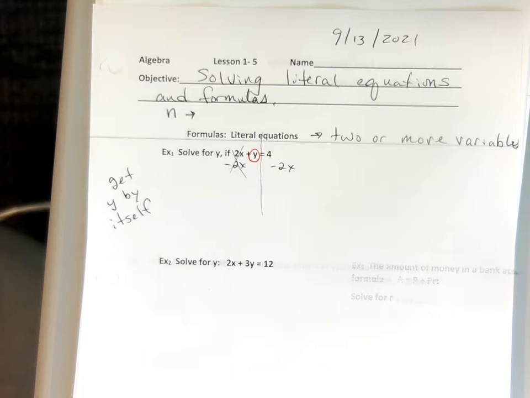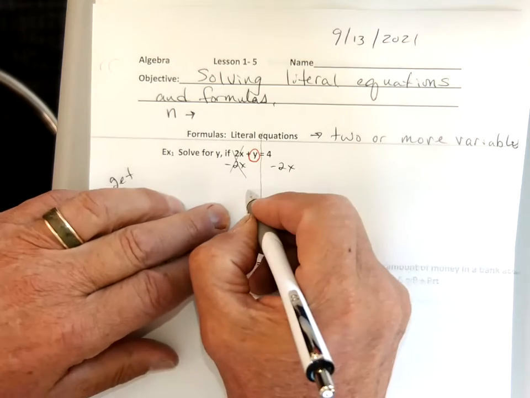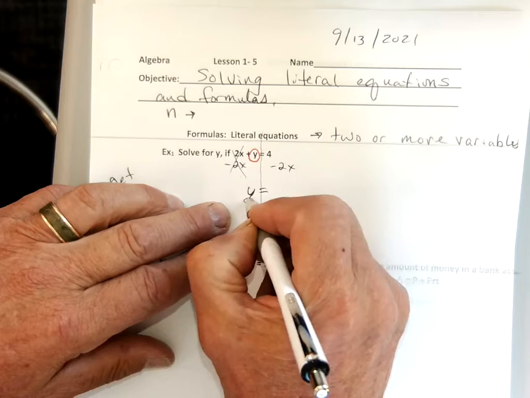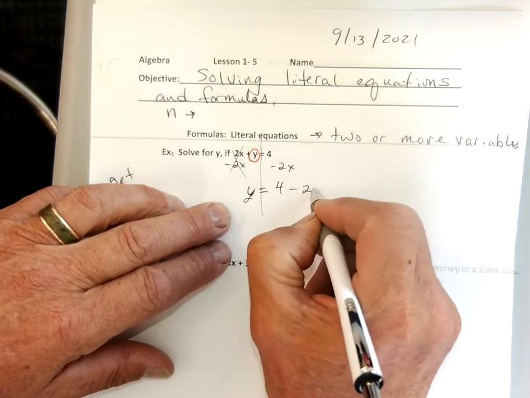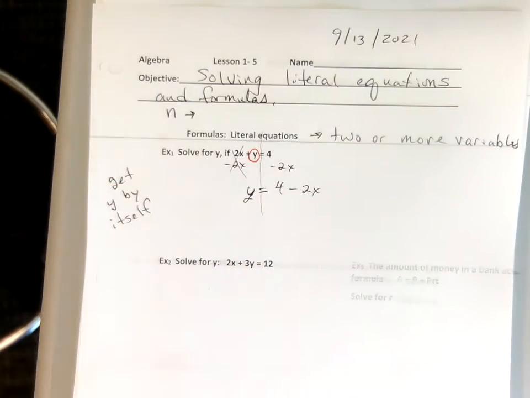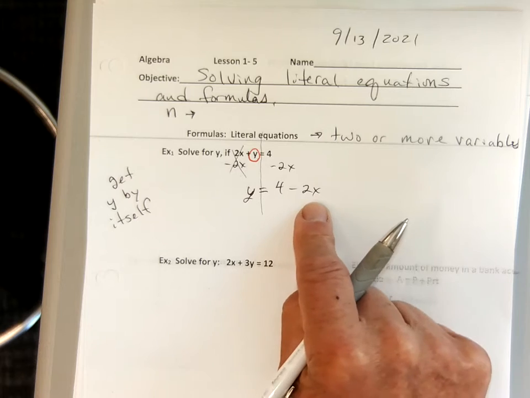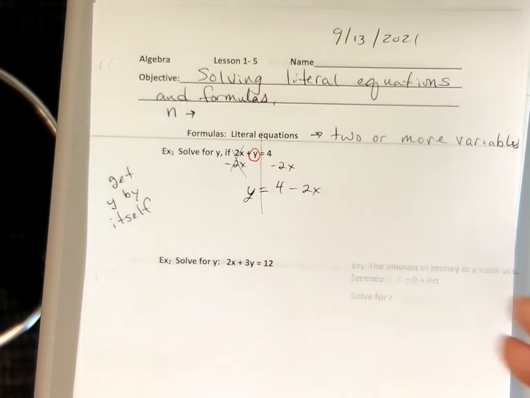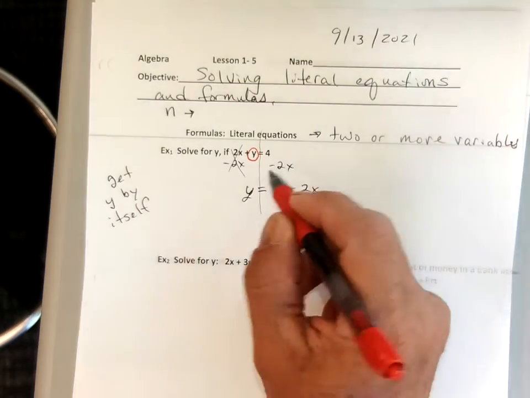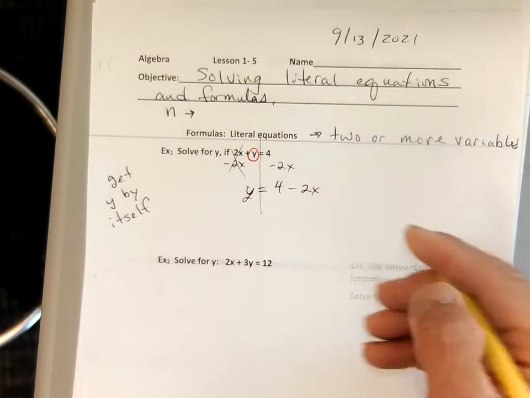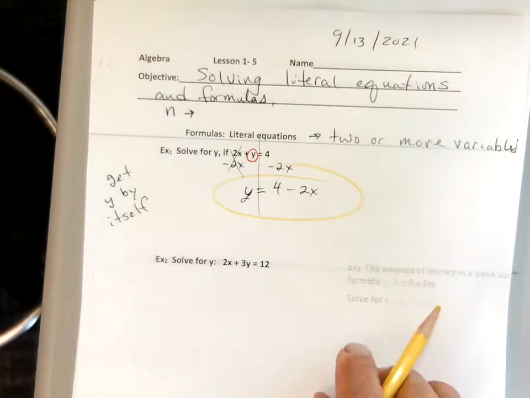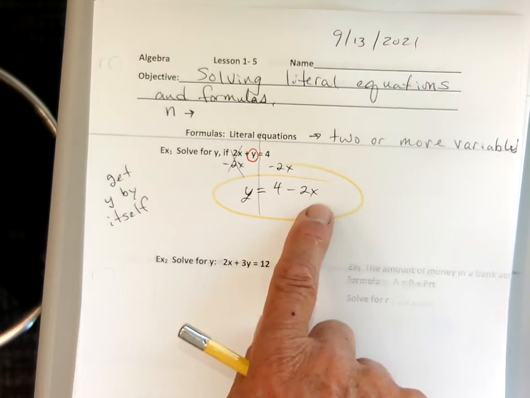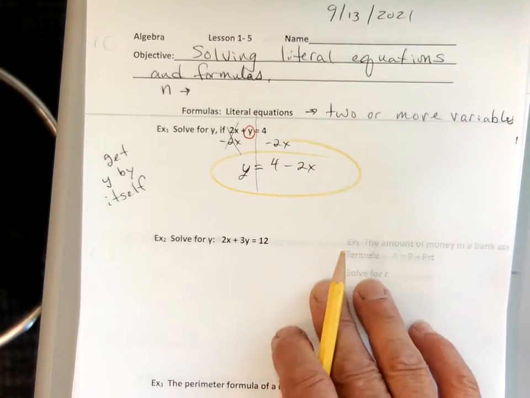So I'm going to rewrite this as y equals 4 minus 2x. Is y by itself? We're done. What does y equal? 4 minus 2x. That's the answer. If I knew what x was, I could plug in a number. So our goal is to get y by itself, and then I have an answer. What is y? It's just equal to 4 minus 2x. What do you think? Thumbs up?